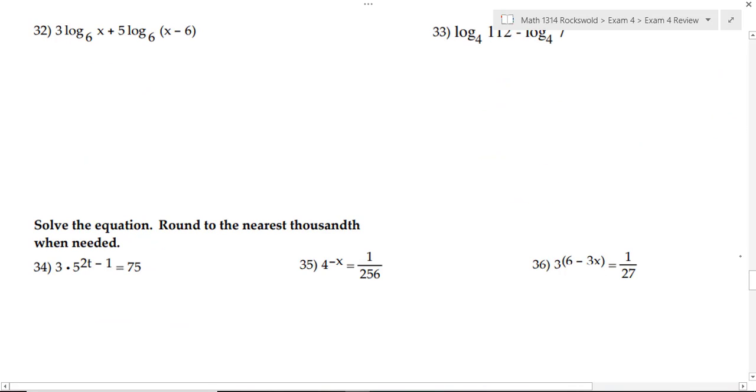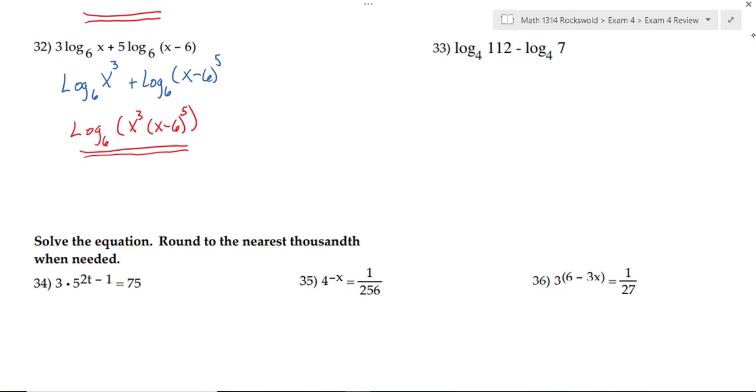Alright, on 32, what's my first step going to be? Power rule. We can rewrite this as log base 6 of what? X to the 3rd plus log base 6 of x minus 6 all raised to a power of 5. So our final answer will be log base 6 of what? X to the 3rd times x minus 6 to the 5th.